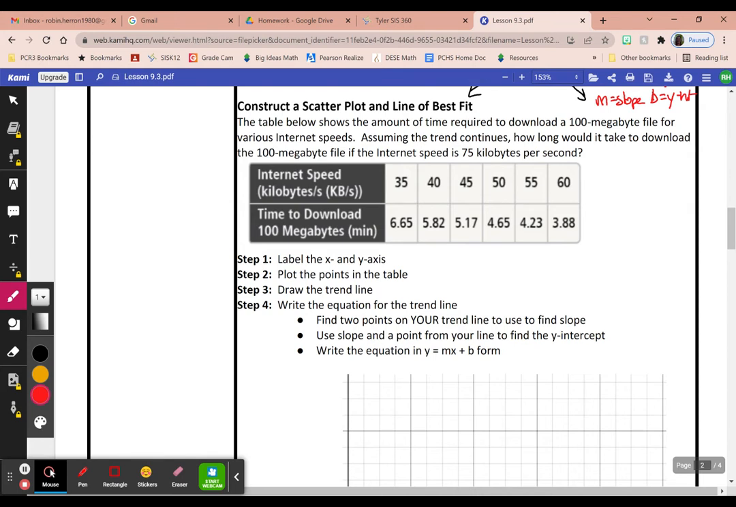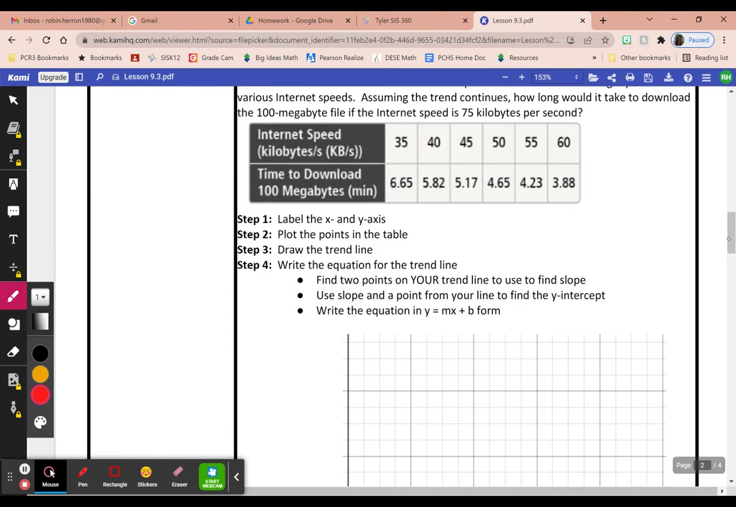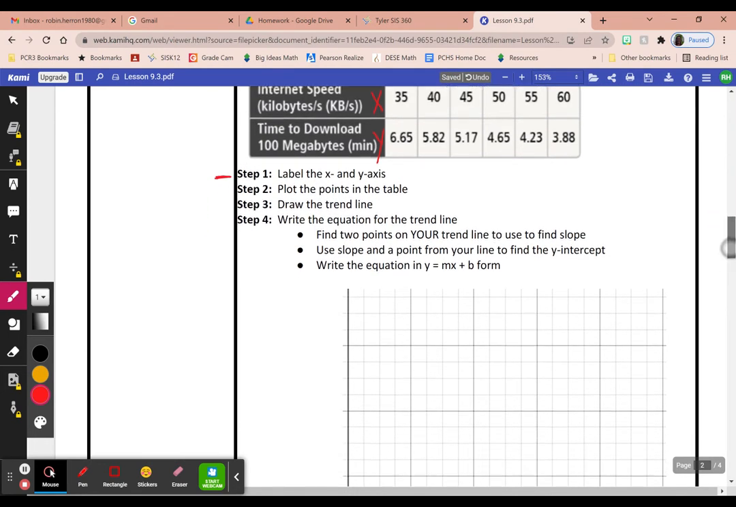So the table below shows the amount of time required to download a 100 megabyte file for various internet speeds. Assuming the trend continues, how long would it take to download the 100 megabyte file if the internet speed is 75 kilobytes per second? All right, so for this one, your internet speed is going to be your X values, okay? And the time to download would be the Y values, all right? So it's always X, Y, top, bottom. So it tells us to label the X and Y axis so we know what's happening, right? And we just said X is going to be the internet speed.